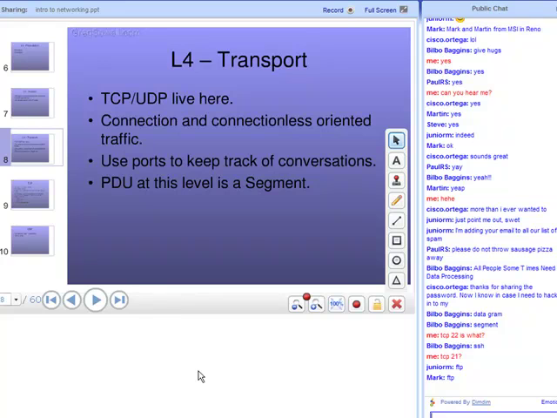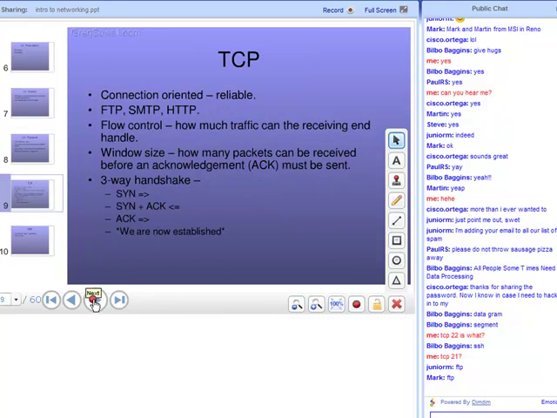Yeah. And you generally use UDP ports as well. It's just a way for applications to know which traffic's destined for them. You know, how else would you know? And as we said, PDU at this level is a segment. Oh, here's TCP, a little bit more in there. Connection oriented, reliable. An example would be FTP traffic, SMTP, HTTP.